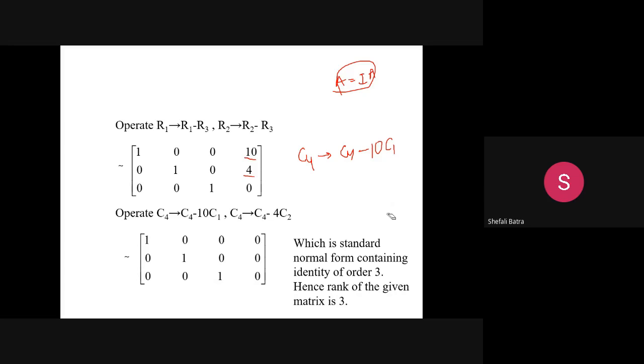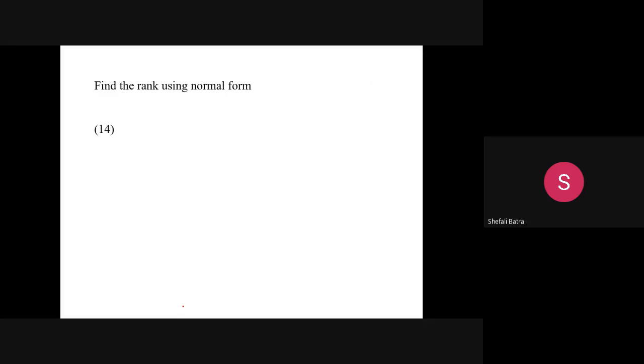Right? I hope question is clear to everyone. You are very familiar with all these row operation and column operation, right? So you need to apply row as well as column operation in finding normal form of a given matrix. After converting that, order of identity matrix will give you the rank of given matrix. Right? So I hope you can do it. So note it down.